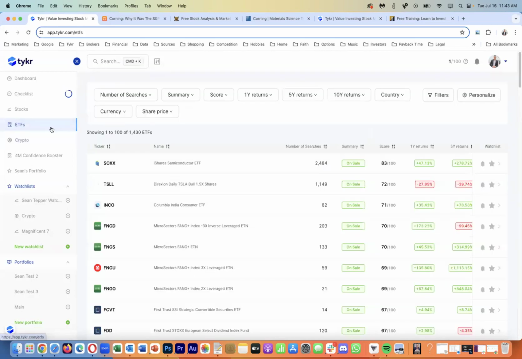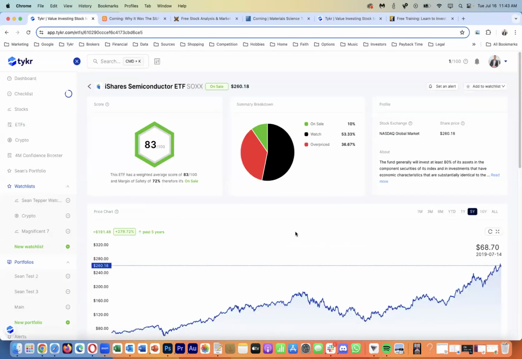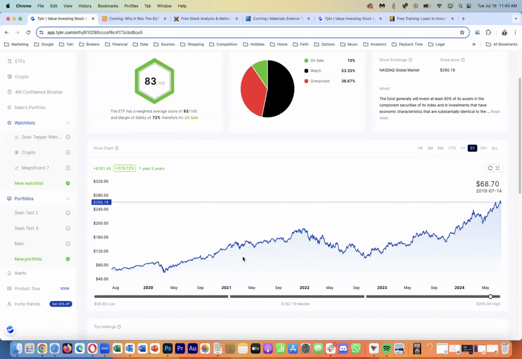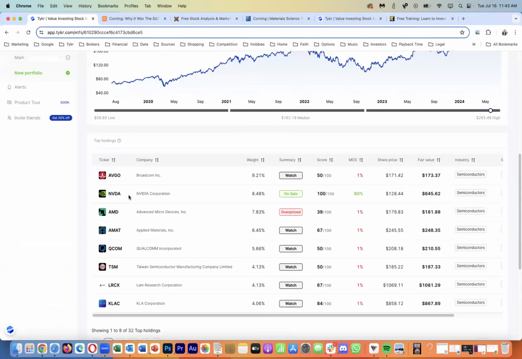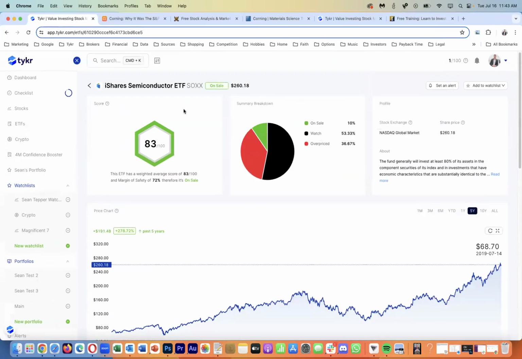And we can analyze ETFs because they're really just a container of stocks. So what we do there is analyze all the stocks in the ETF. Like if we scroll down, you can see what's in it. You can see Broadcom, NVIDIA, AMD, and then roll up the score and summary from there. So that's how you do stocks and ETFs.